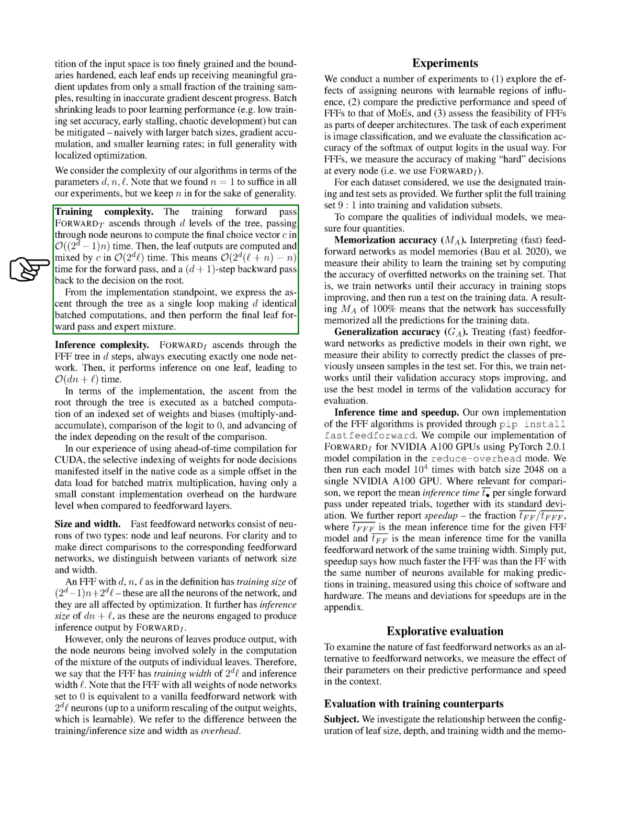The training complexity involves a forward pass that ascends through d levels of the tree, passing through node neurons to compute the final choice vector c. This takes time proportional to 2^d − 1 times n. Then, the leaf outputs are computed and mixed by c, which takes time proportional to 2^d times l. This means that the forward pass takes time proportional to 2^d times (l + n) − n, and a (d + 1)-step backward pass goes back to the decision at the root.